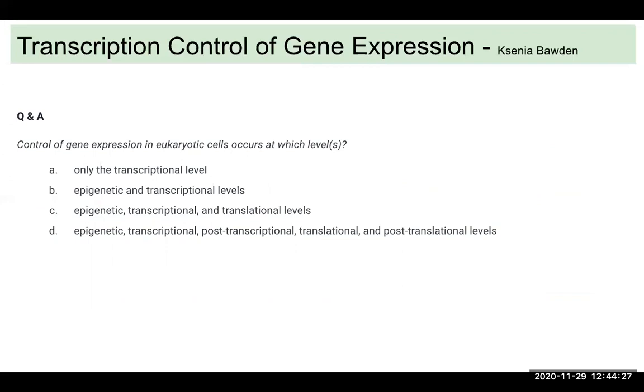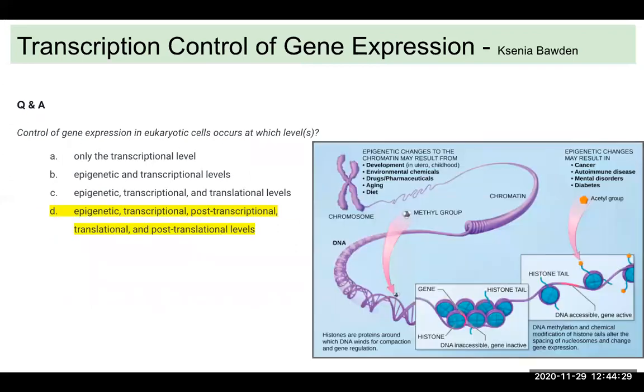Yes, D is correct. And it's interesting that in eukaryotic cells, the regulation may occur when the DNA is uncoiled or loosened from the nucleosomes, and you'll see that on the picture, to bind the transcription factor. That's basically the epigenetic level. Then the transcriptional level is when the RNA is transcribed. And then the post-transcriptional level is when RNA is processed and exported to the cytoplasm after transcription.